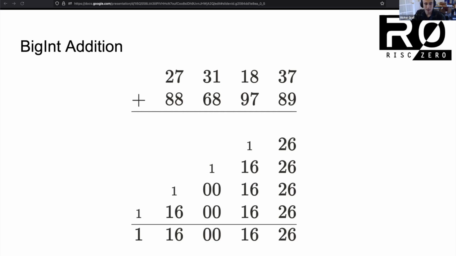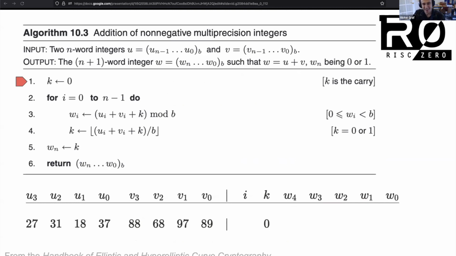This schoolbook addition algorithm is basically exactly what we do for big integers. It works great. It's linear time, as best you can do. So schoolbook addition is what we use in production for adding two values together. Simple. I'm going to use this as the first example of walking through an algorithm. All the algorithms that I talk about in this presentation are lifted from a great book that I really like personally, called The Handbook of Elliptic and Hyperelliptic Curve Cryptography. It has a lot of good information about optimized implementations. It's focused on elliptic curves, but it includes a lot of good information about finite fields, which is generally applicable.